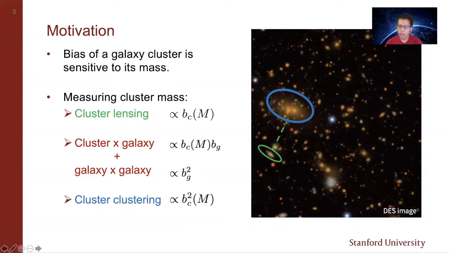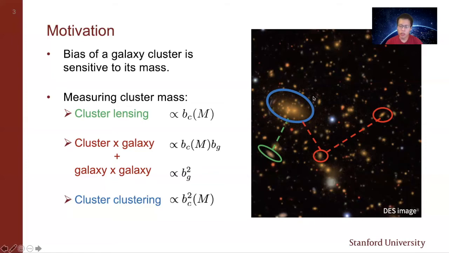Also from this figure, you can see there are many other things. For example, you have galaxies at the same redshift as the galaxy cluster. So you can cross-correlate the position of the galaxy clusters and the galaxies. This is called the cluster-galaxy cross-correlation, and it's proportional to one power of the cluster bias times the galaxy bias. You can combine this with galaxy clustering, which is the autocorrelation of the galaxies themselves. With these two, you can calibrate out the bias of the galaxies, and you will get the bias of the clusters.